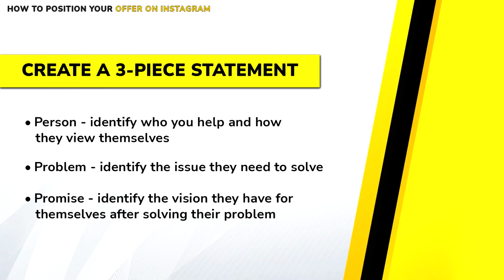Now, number 2, you need to make sure that you position your business and your product and offer with what we call a 3P statement, meaning person, problem, promise. Person, identify who you help. Problem, identify the issues that you help that person solve. And promise, identify the vision or promised land that you're gonna help that person achieve.